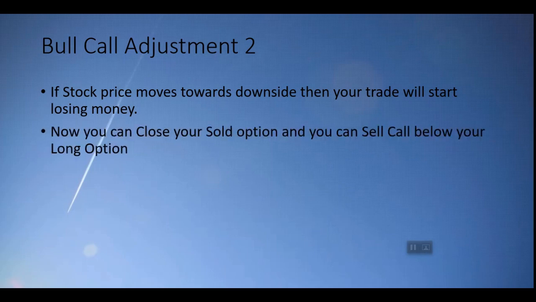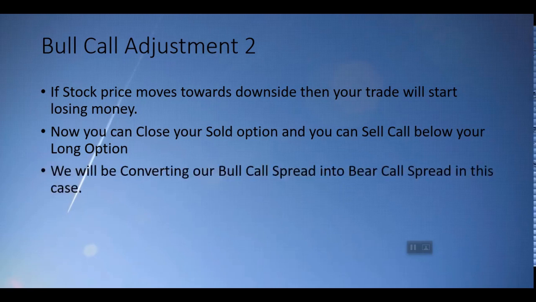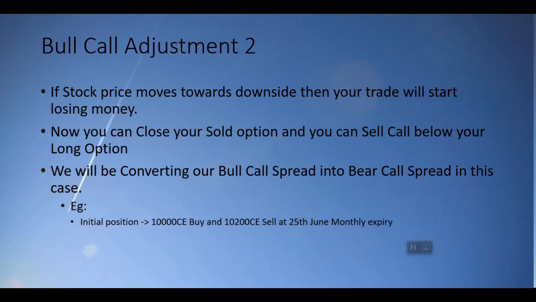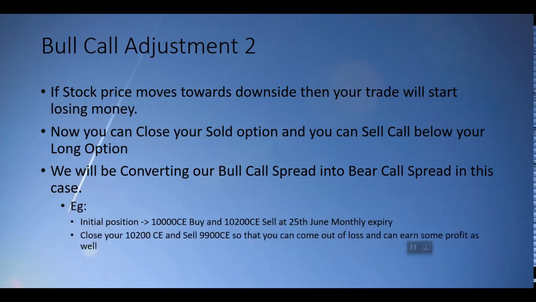So now you can close your sold option and you can sell your call below your long options. In this case we'll be converting our bull call spread into a bear call spread. For example, we have a 10,000 call option buy and a 10,200 call option sell, then we need to close our 10,200 call option and initiate the sell of a 9,900 call option so that we can come out of the loss if the stock tends to move down further.